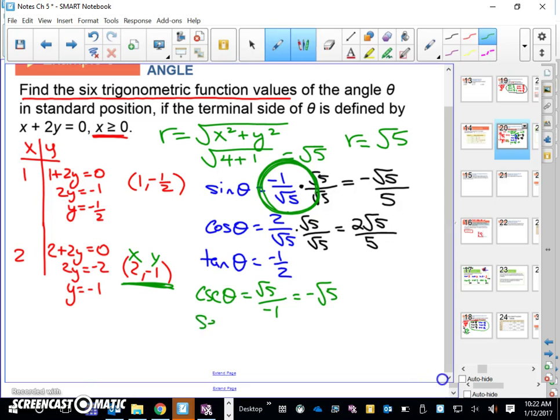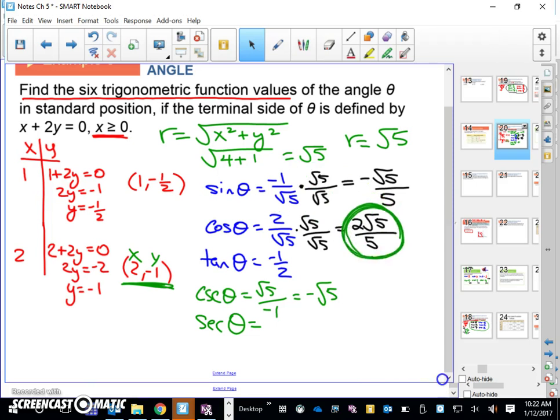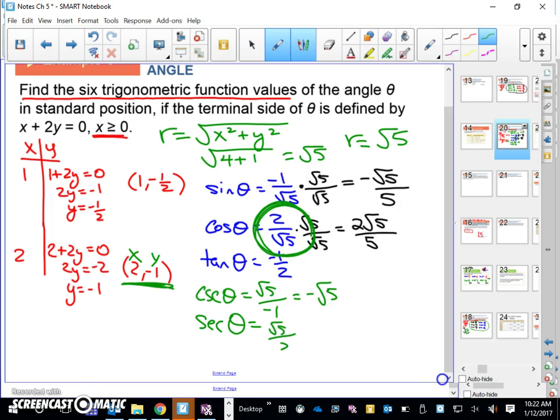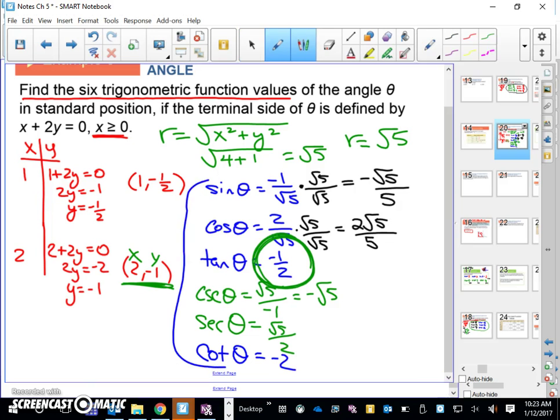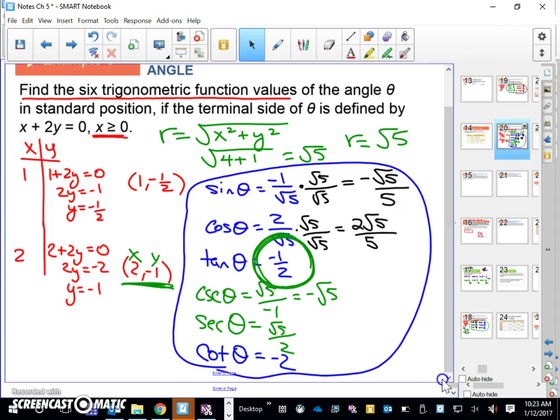We want to do secant theta. Secant theta is going to be the reciprocal of cosine. So I'm not looking over here. You could, but it's going to be more work than if you just looked at this one. I'm going to flip that, and that's going to give me square root of 5 over 2. Next we do cotangent theta. I need to take the reciprocal of tangent theta. The reciprocal of negative 1 half is going to be negative 2. And so there we have our six trig function values.